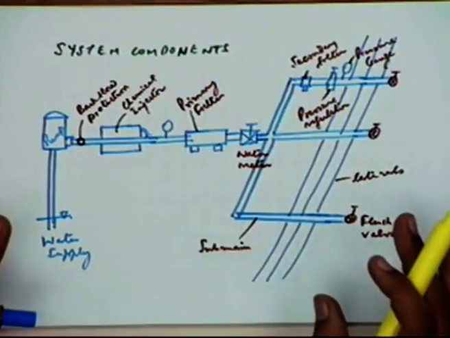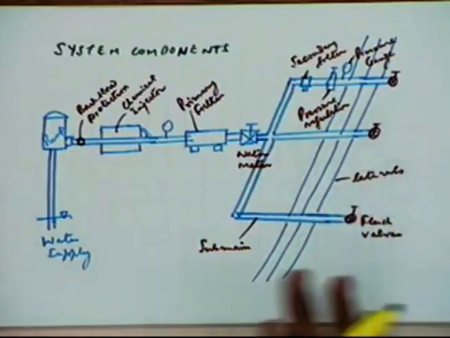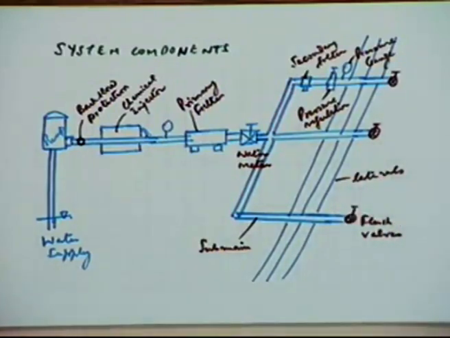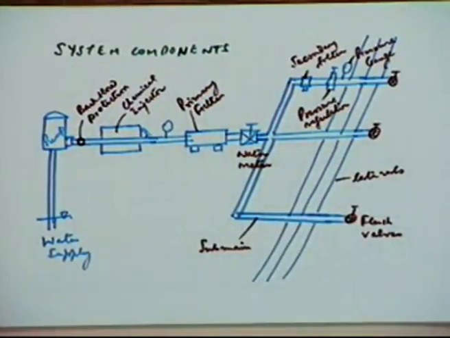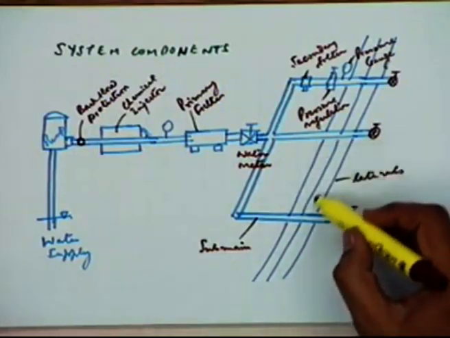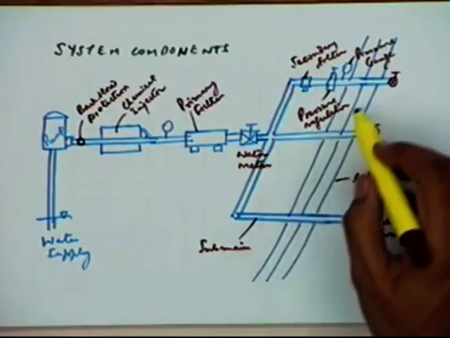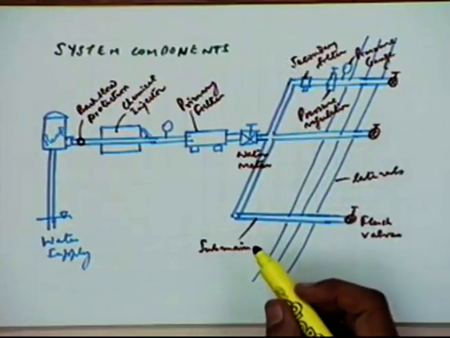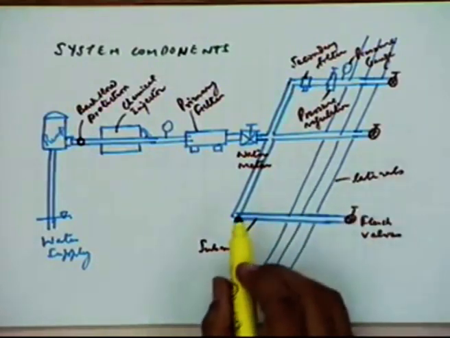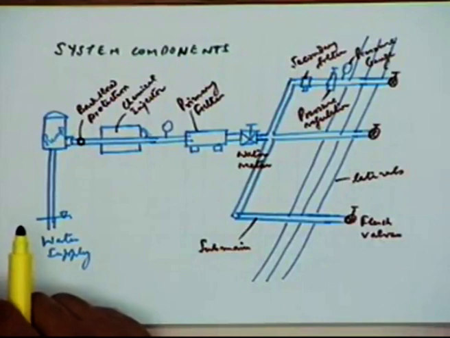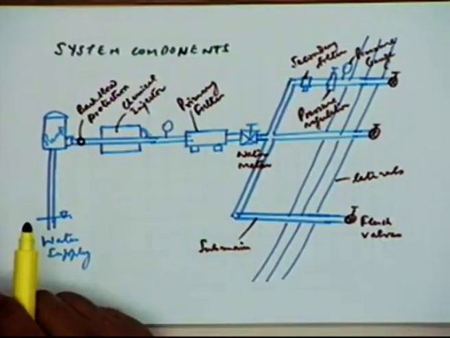This is the general overall layout, or the various components which are available in a drip irrigation system. Then once you come to the level of the laterals, on each lateral you will put some devices which will be extracting the water from the laterals and dumping it onto the ground. Now those devices are known as emitters or drippers.